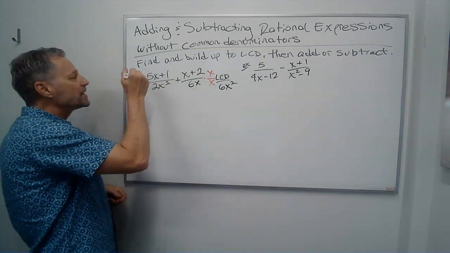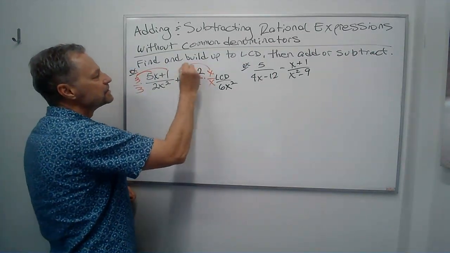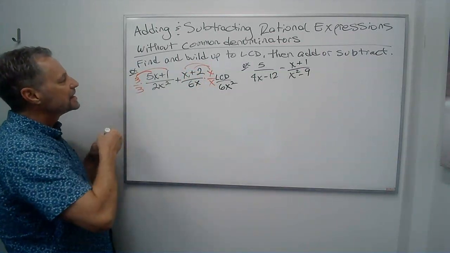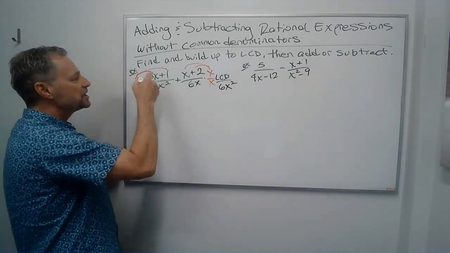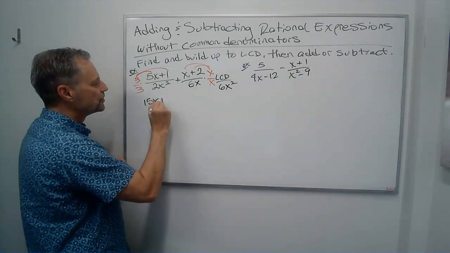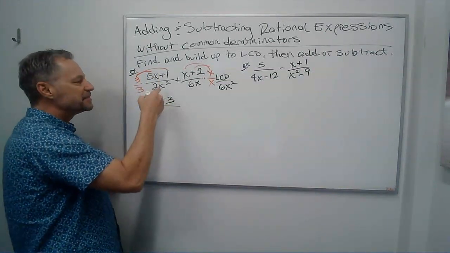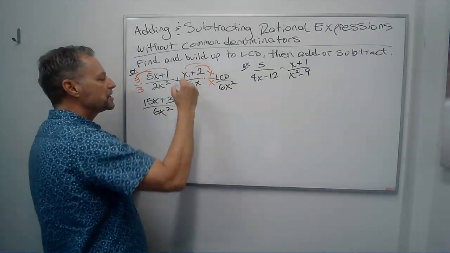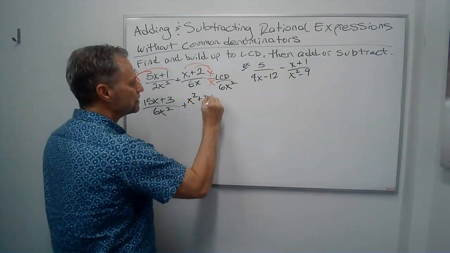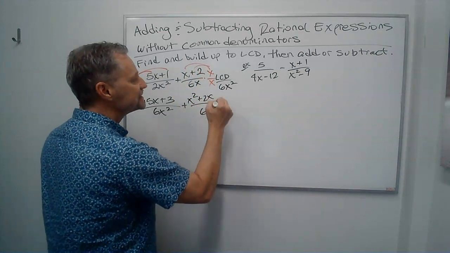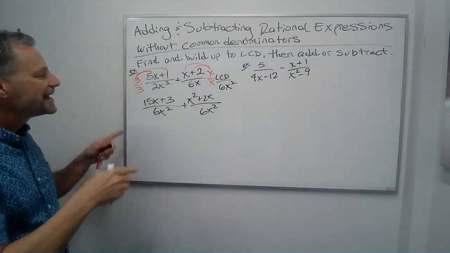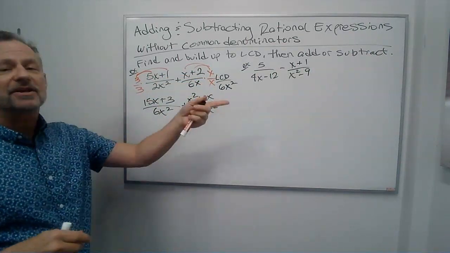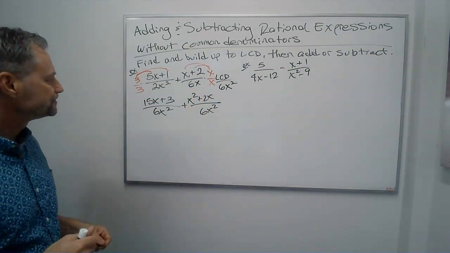So now when I do this, I'm going to distribute these in. This just gets multiplied in. So what I'm going to get here is 15x plus 3. The bottom is going to be 6x squared. And then plus x squared plus 2x over again 6x squared when I multiply those in. Now I can add the numerators together and go from there.